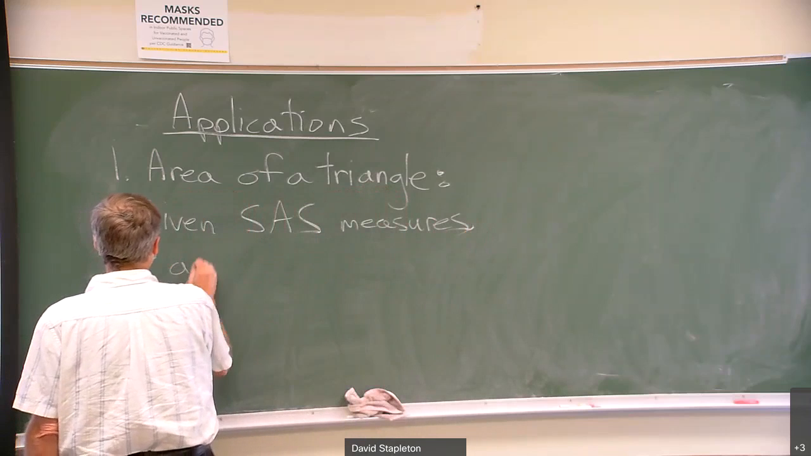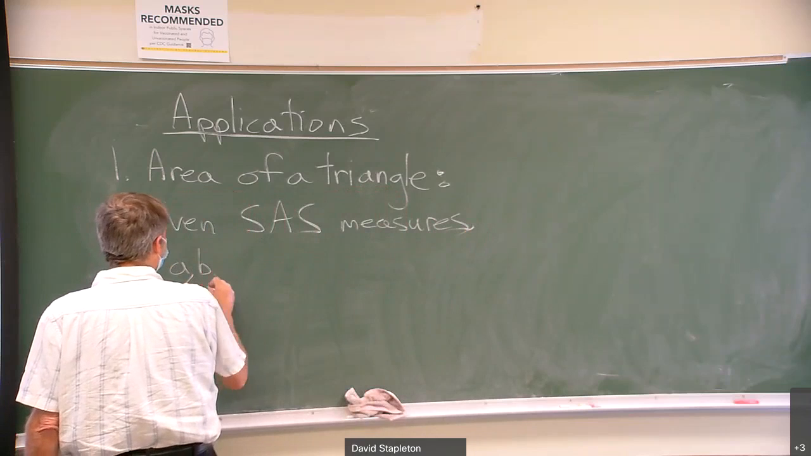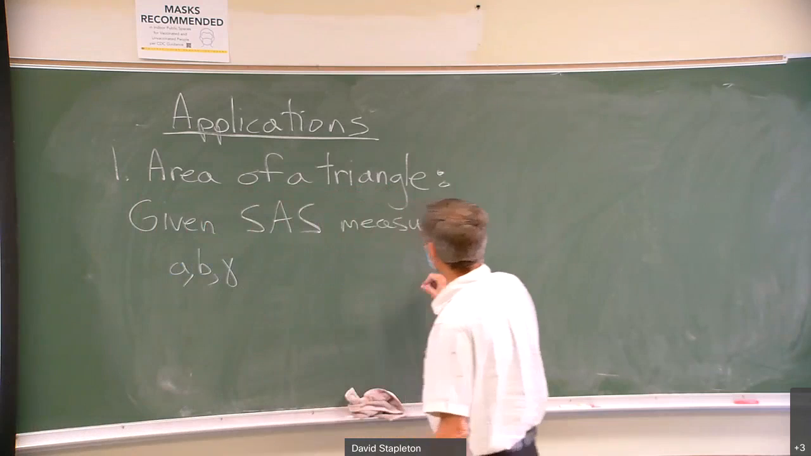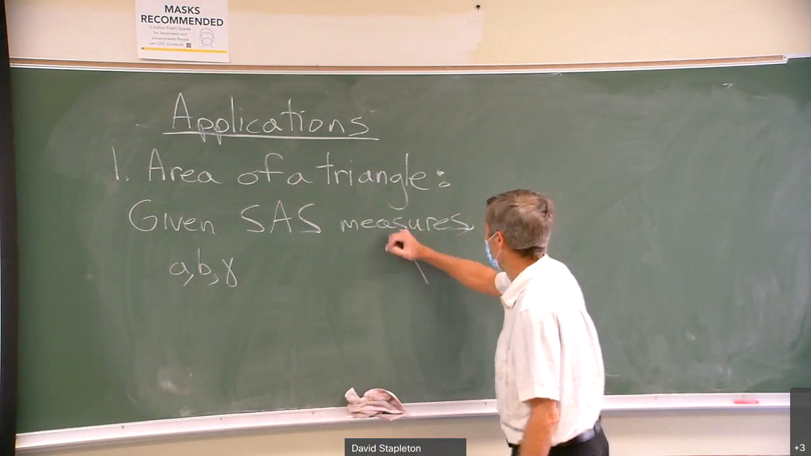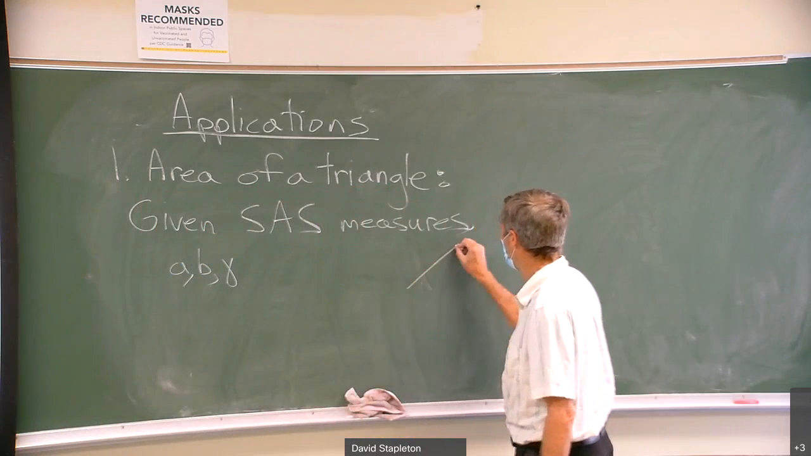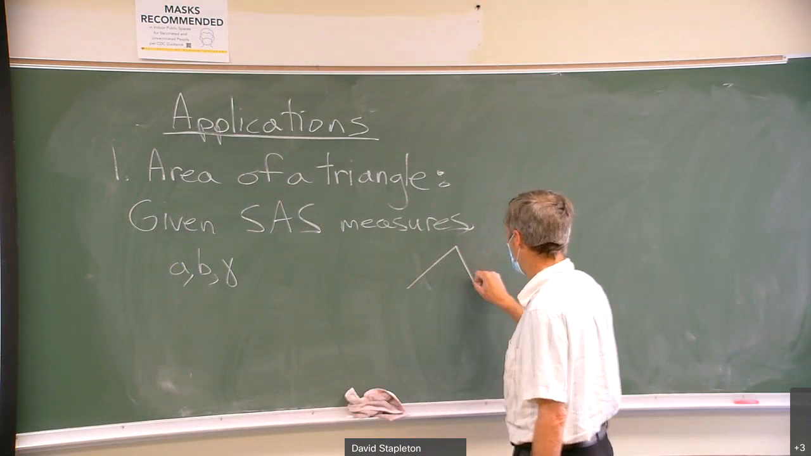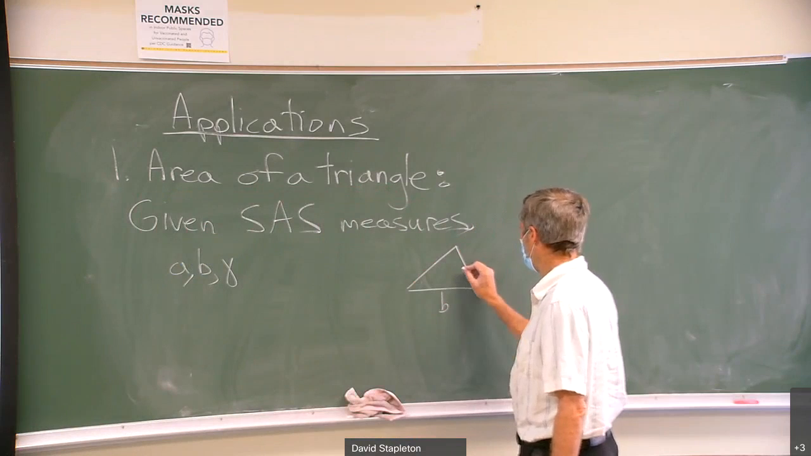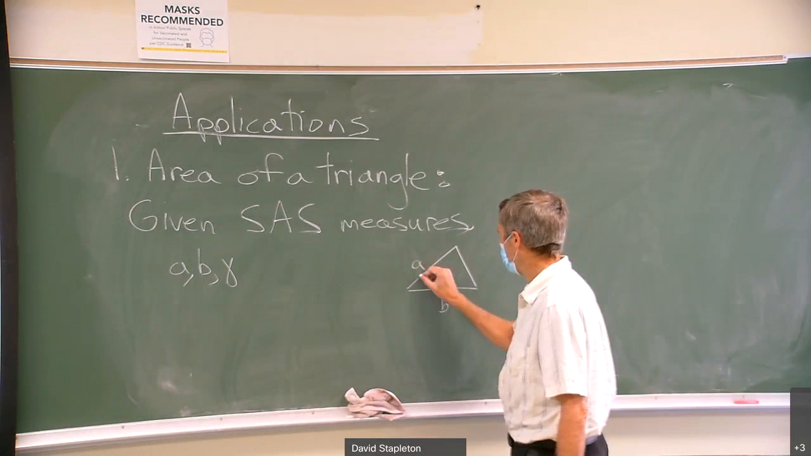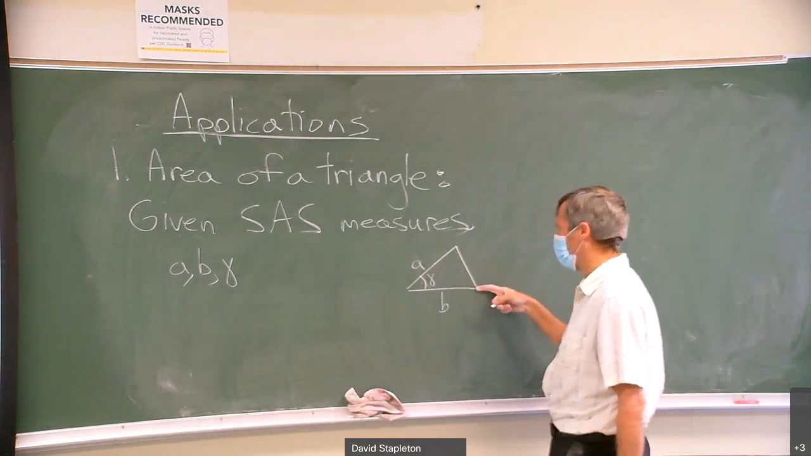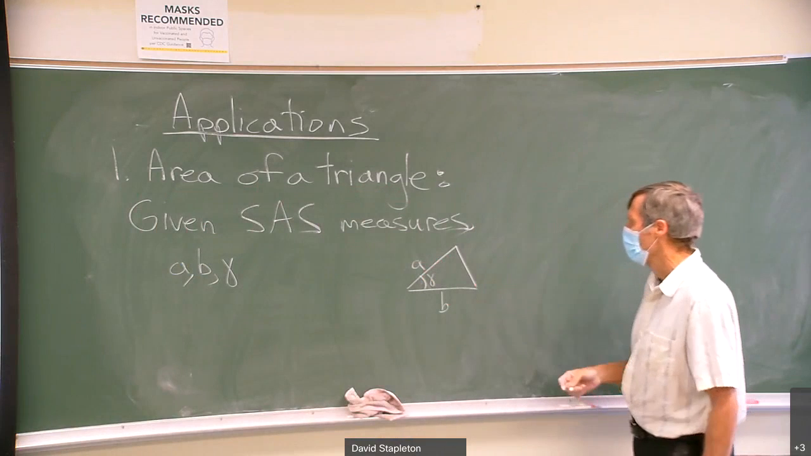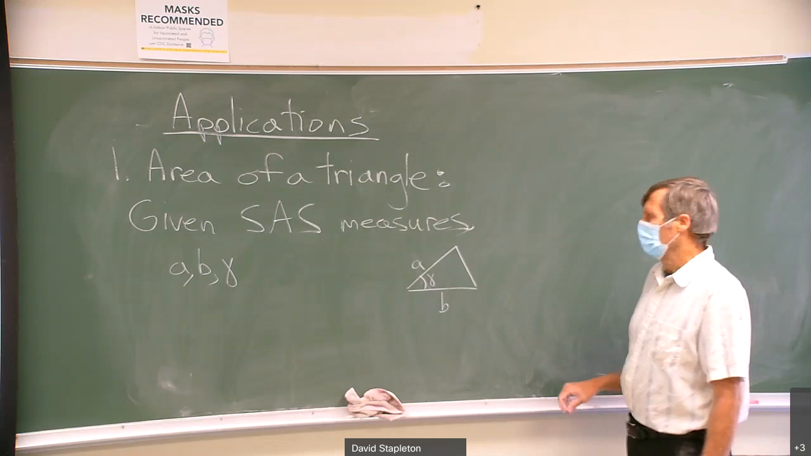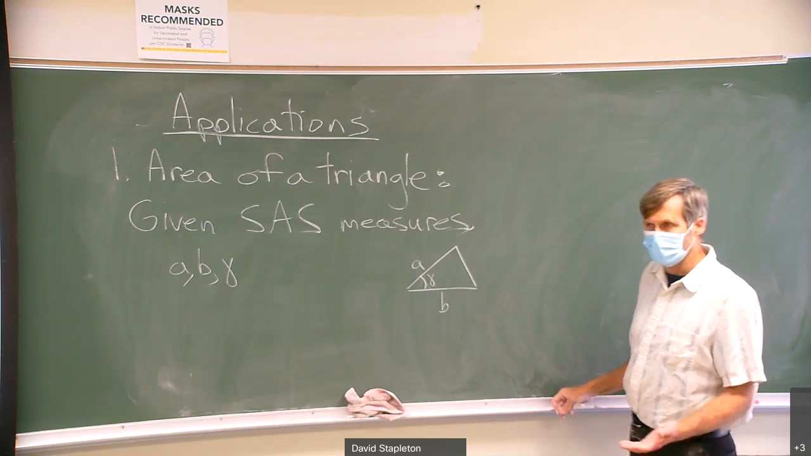Well, you're given side A, side B, and the included angle gamma between the two of them, right? When you're taking the triangle, you're given A, B, and here's gamma between them because it has to go opposite C, right? How can you find the area of a triangle? We can already do it, right?